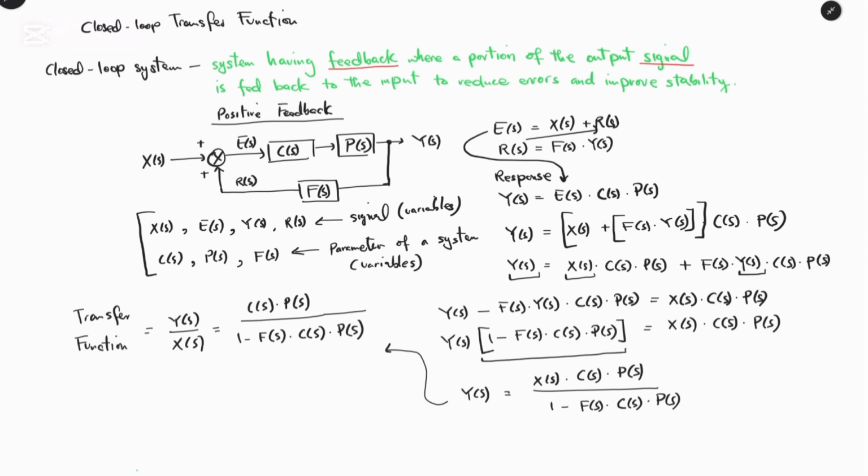And we said that in mathematical modeling, we normally use a differential equation and the transfer function. When we are using the transfer function, this is how we derive a transfer function from a closed loop positive feedback system.